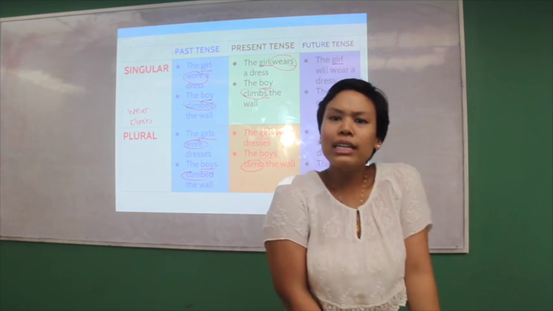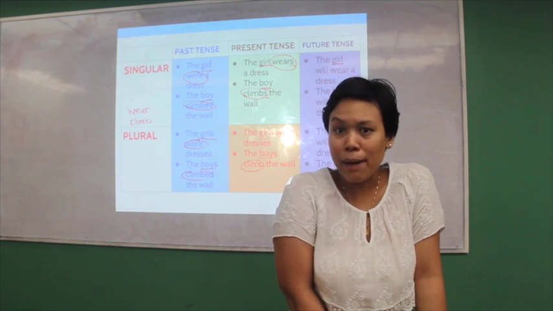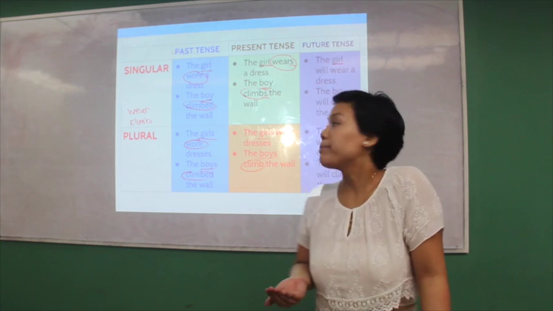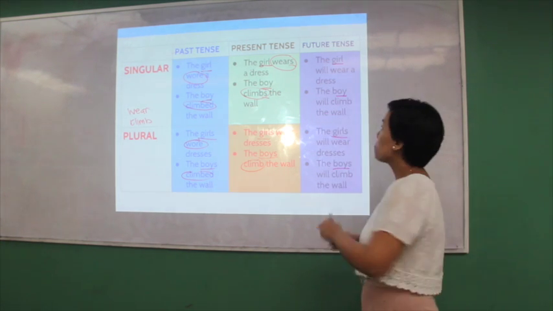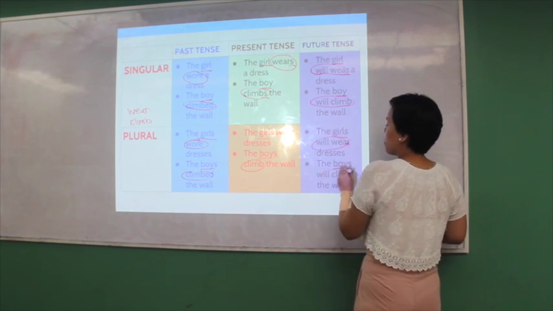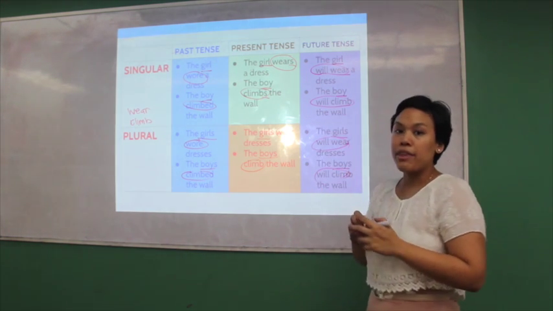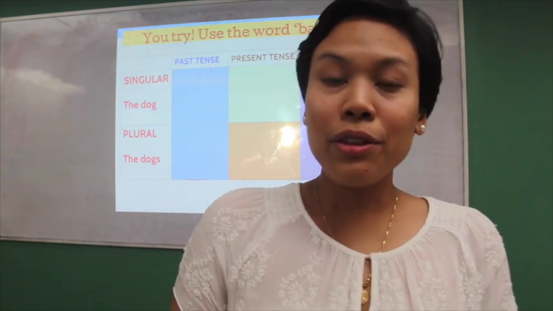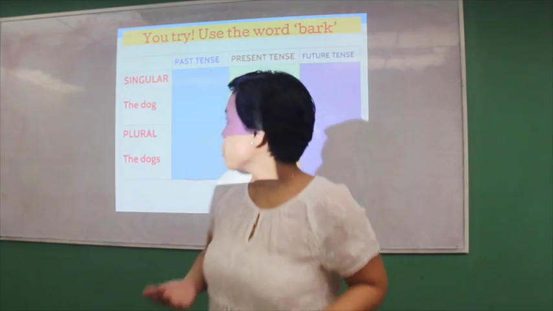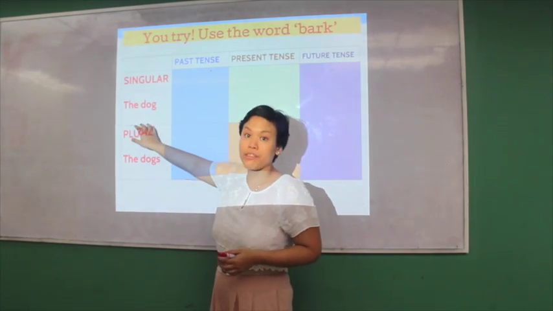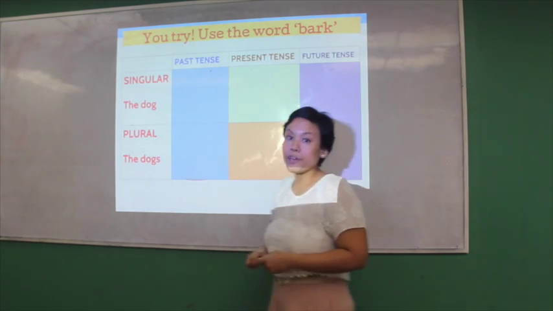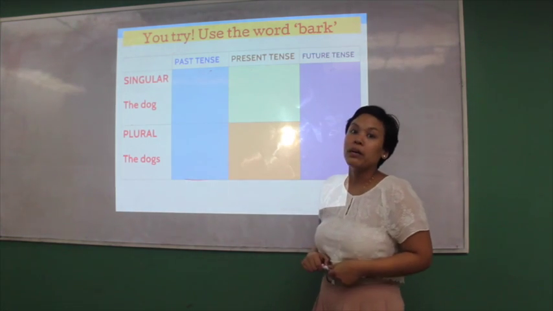And again, what's our rule? If it happens in the future, it hasn't happened yet, you have to add the word will before the verb. So whether it's singular or plural, you say will wear, will climb, and the same for the girls and the boys. Okay, so those are the 4 different rules. Let's practice them together. Our subject for singular is the dog, and our subject for plural is the dogs. The verb that we will be using is the word bark.